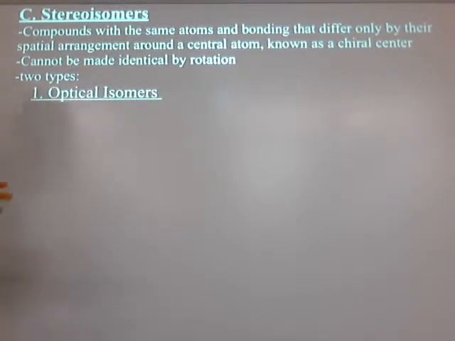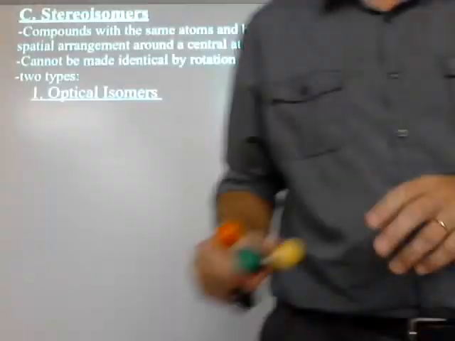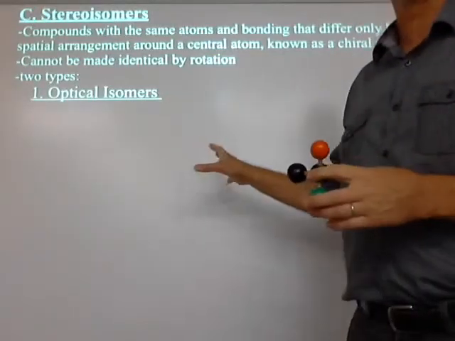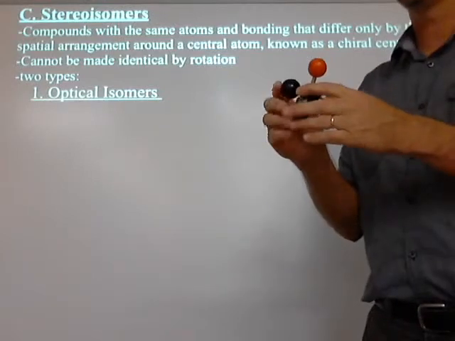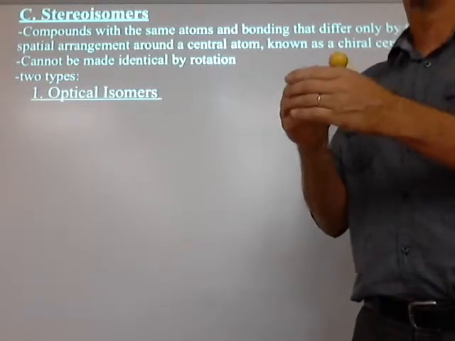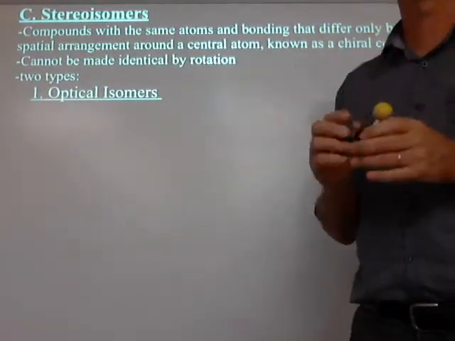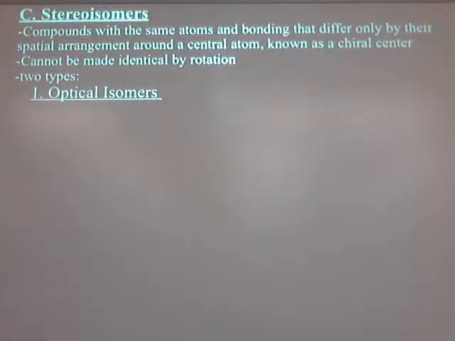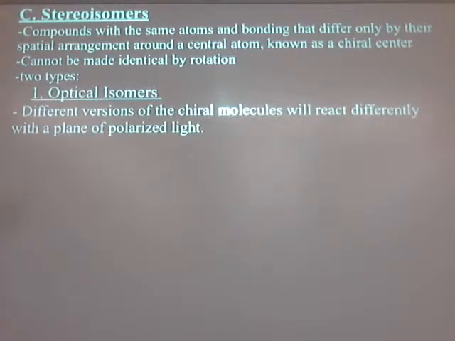Well, the main way we tell them apart is we put them in a sample, and I'm going to show you a little animation of this. You put the sample in a container, and you shine a plane of polarized light through it, and it will rotate that plane a certain direction. Now, I'll explain what that means in a second. Okay, write that down first, and you'll understand it in a second.